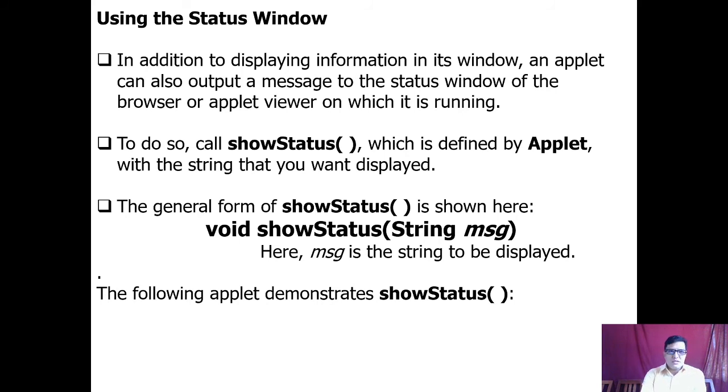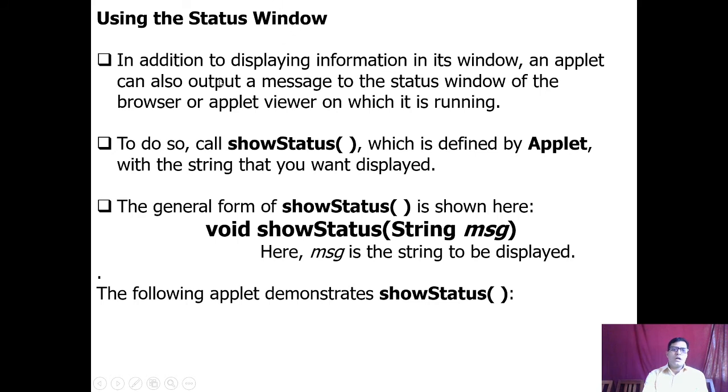In the same sense, in addition to displaying information in its window, an applet can also output a message to the status window of the browser or applet viewer. So where will it display? It will display the status message in a browser. Browser is your working window, or applet viewer. Applet viewer is also a browser. It shows the status message in your status window.